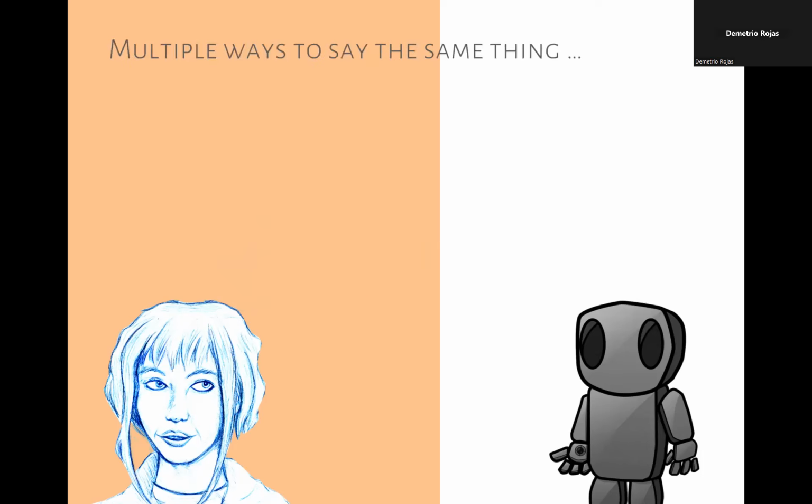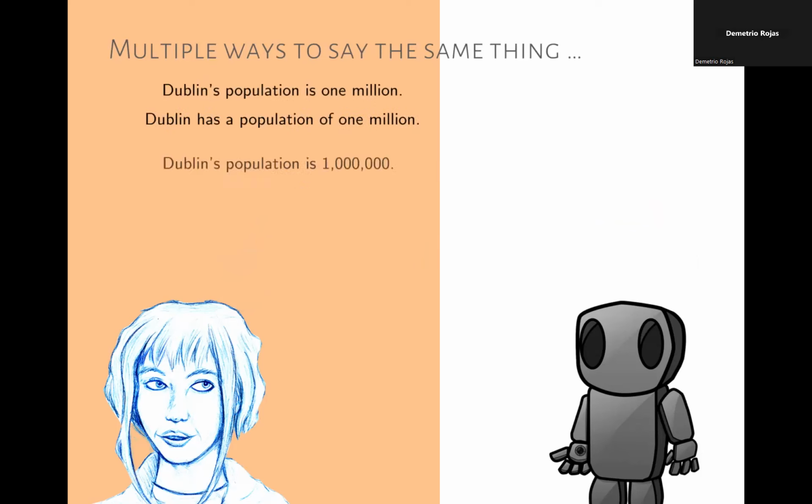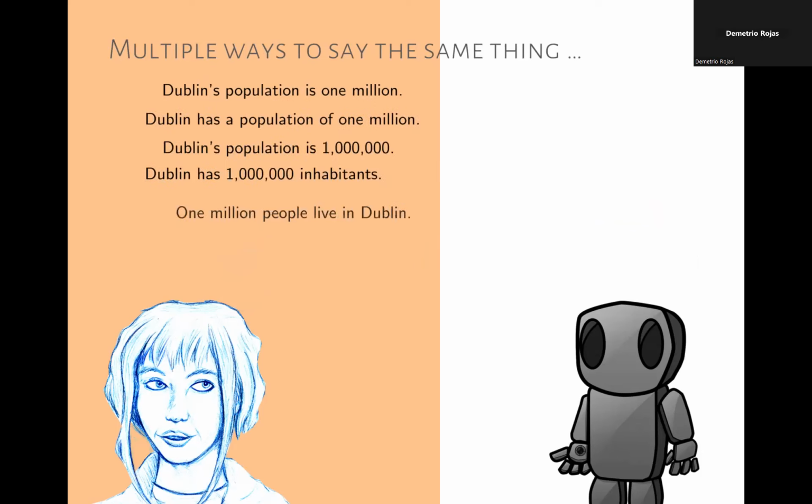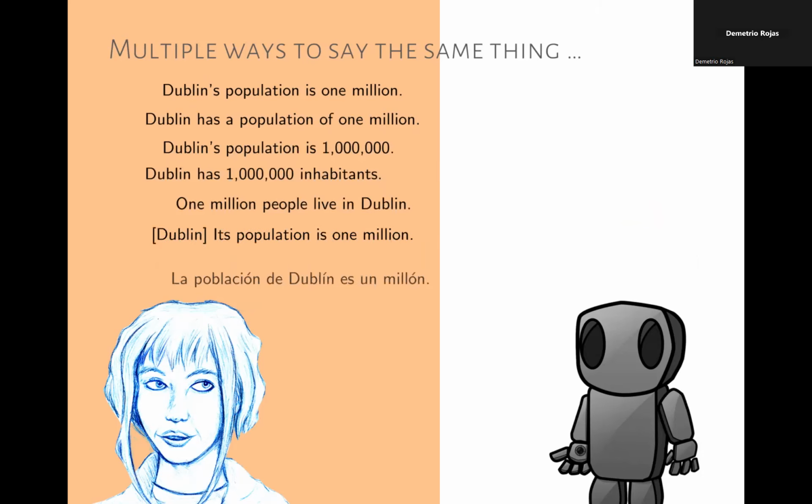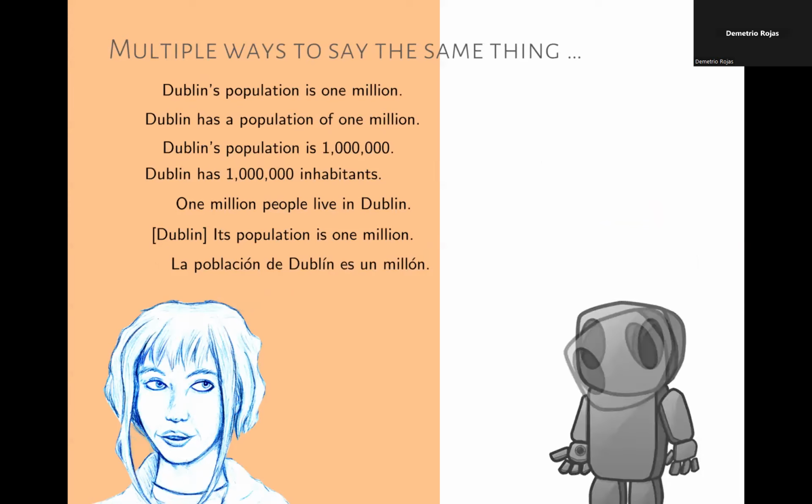Multiple ways to say the same thing. So, for example, we can say Dublin's population is 1 million. Dublin has a population of 1 million. Dublin has 1 million inhabitants. 1 million people live in Dublin. Its population is 1 million. La población de Dublin es 1 millón. Or, okay, we can say it many more different ways, right? So the machine is getting a bit sad at this point. It's starting to realize the challenge of its task.